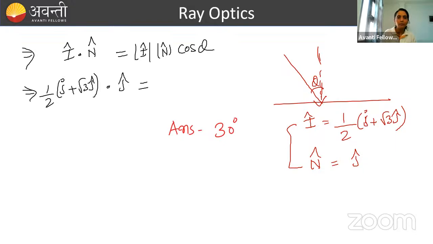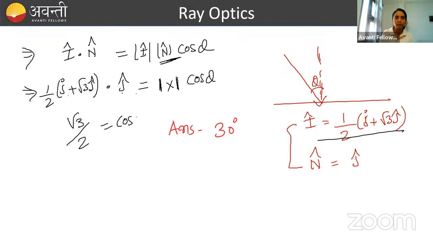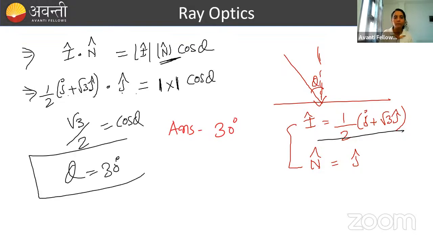J cap से, equal to mod of I cap क्या होगा? 1, क्योंकि this is a unit vector, its modulus will be 1. N cap, this is also unit vector, magnitude is 1, cos theta. Now i dot j 0, j dot j 1. So here it will be root 3 by 2 cos theta. So theta will be equal to how much? 30 degrees. This is the question, right?